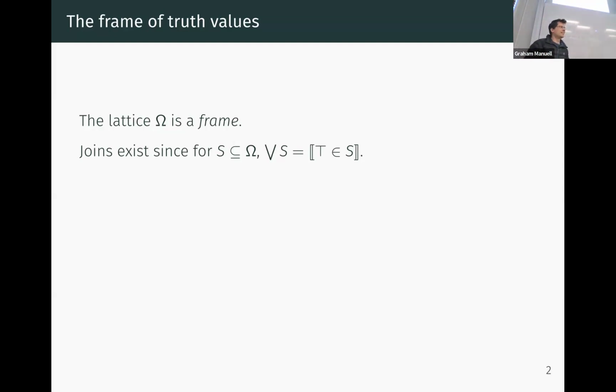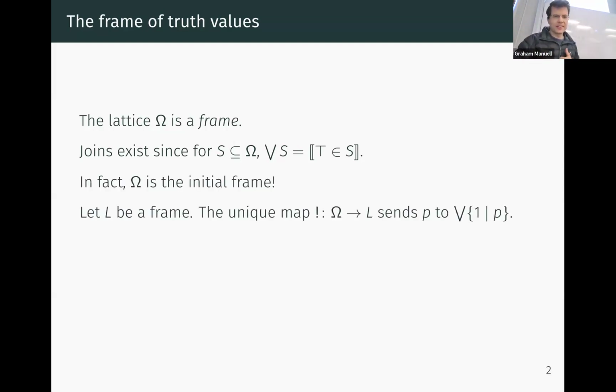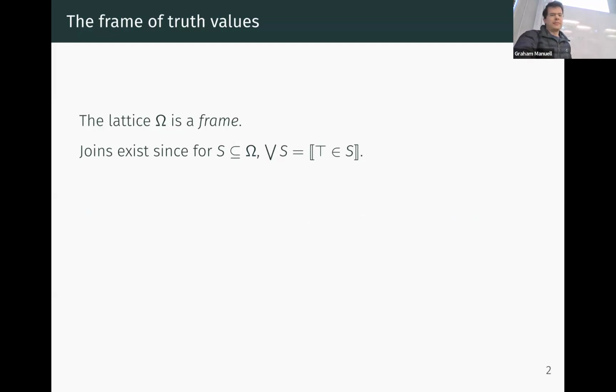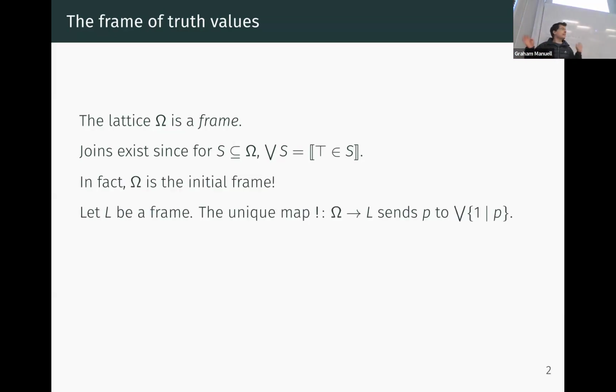So I think, yeah, take it in this way. It's a frame, but actually it's more than this. It's the initial frame. So I say it's a frame. Okay, I've shown you how to do arbitrary joins. So technically, you also need to show that finite meets distribute over these arbitrary joins, but this is easy, and less instructive than this one. So I think I'll leave you to check that. It's not difficult. But yeah, so it's actually the initial frame.